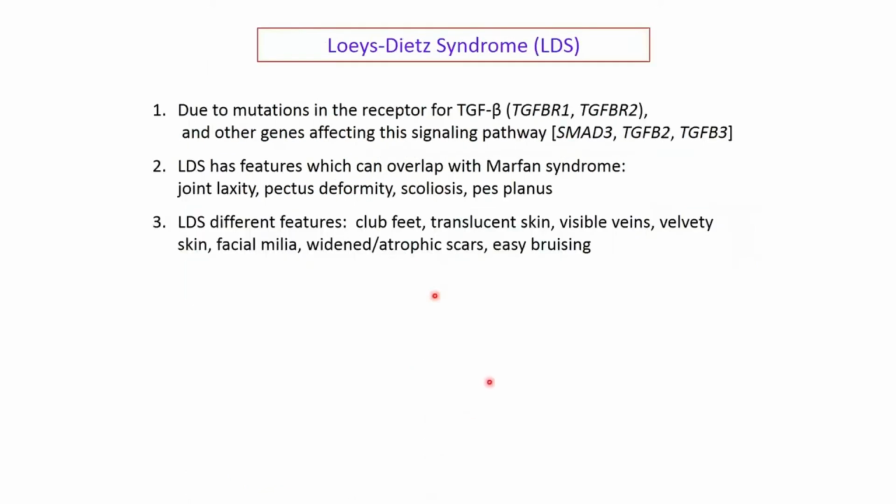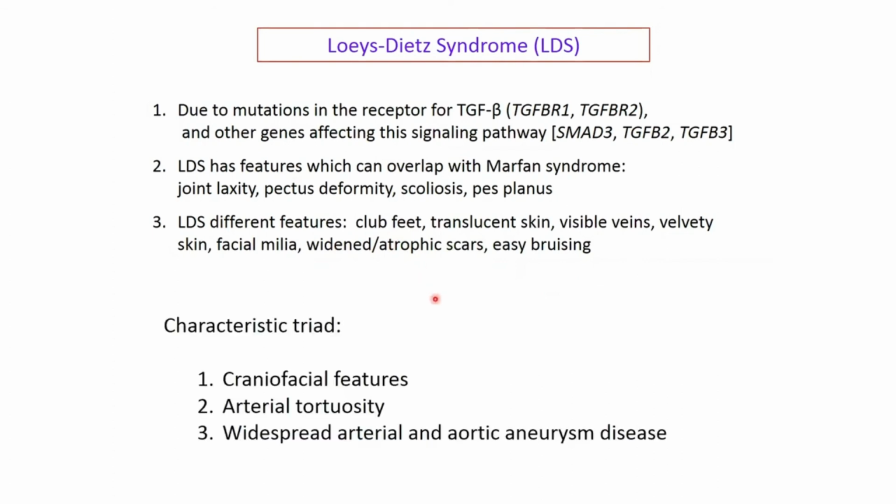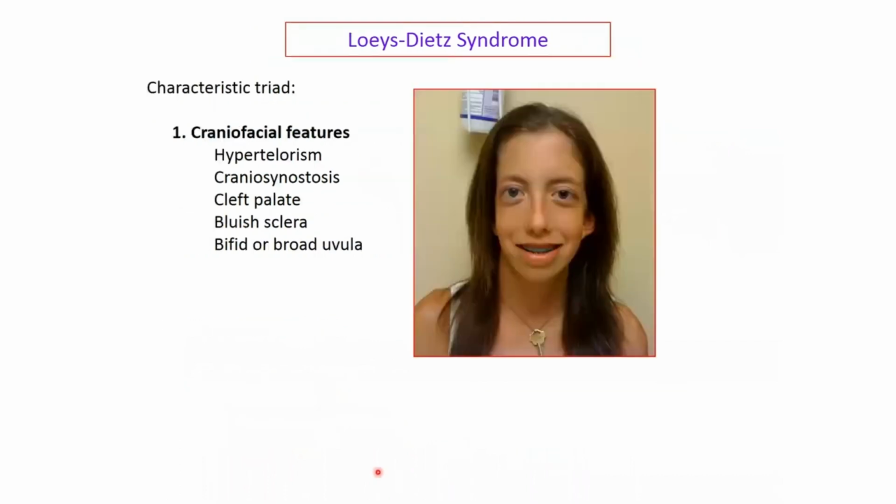Another condition, less common than Marfan syndrome, which can share a lot of overlap in its phenotype, is Loeys-Dietz syndrome. But other features you might recognize are the presence of club feet, abnormalities of the skin, face, eyes, and mouth. And it has a characteristic triad, which we'll review, and tortuous blood vessels on imaging and aneurysms throughout the vascular tree. And that differs from Marfan syndrome.